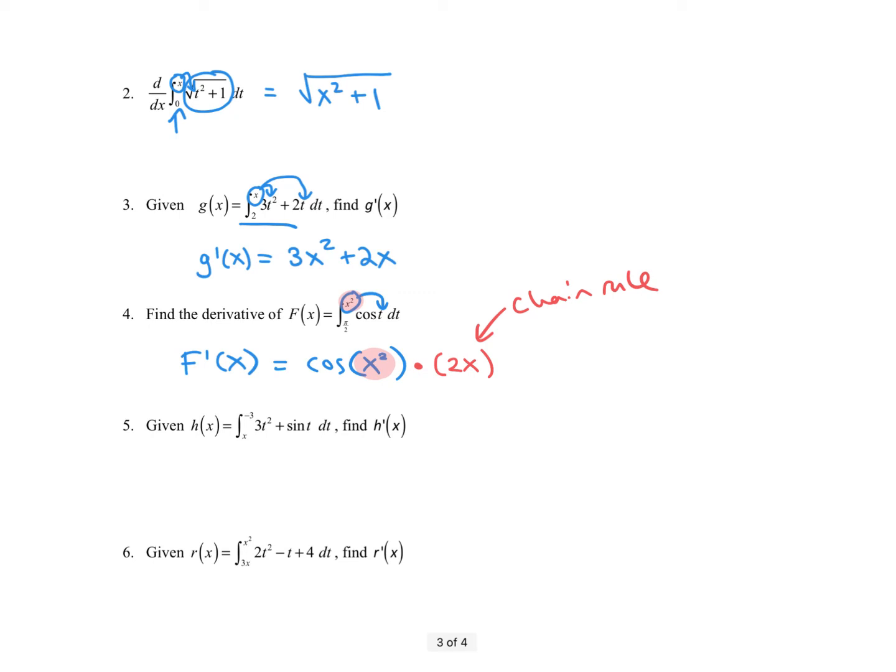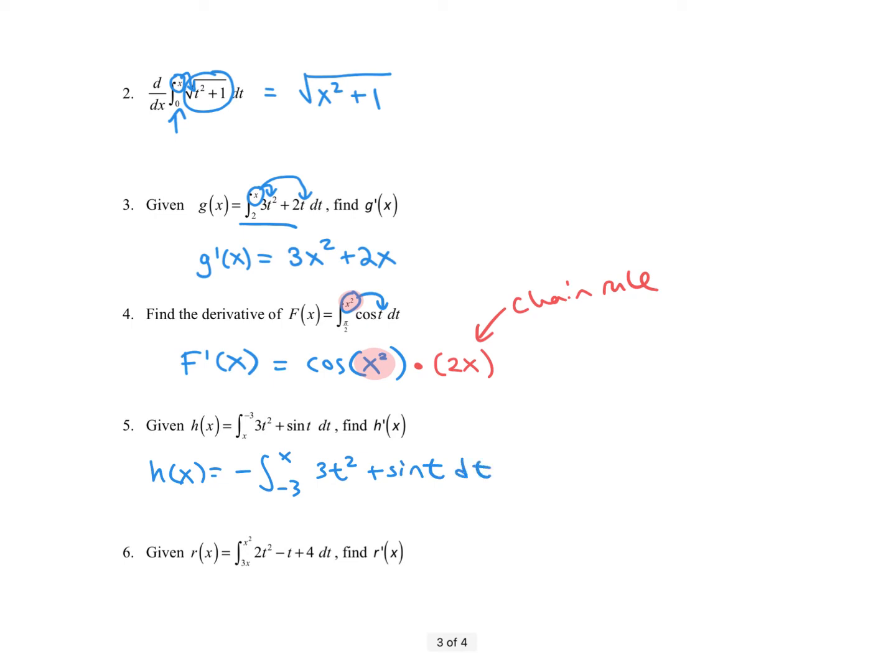Now in this next example, the constant is at the top of the integral and the variable is at the bottom. I don't like it situated that way, so I'm going to apply the property where I switch my limits of integration and throw a negative out front. So I'm going to rewrite this as h of x equals negative integral from -3 to x. So I switched those limits of integration and put a negative out front. Now the variable's at the top. 3t squared plus sine t dt.